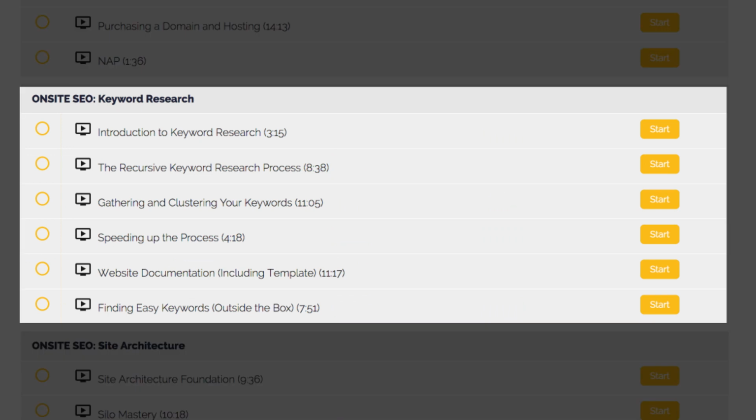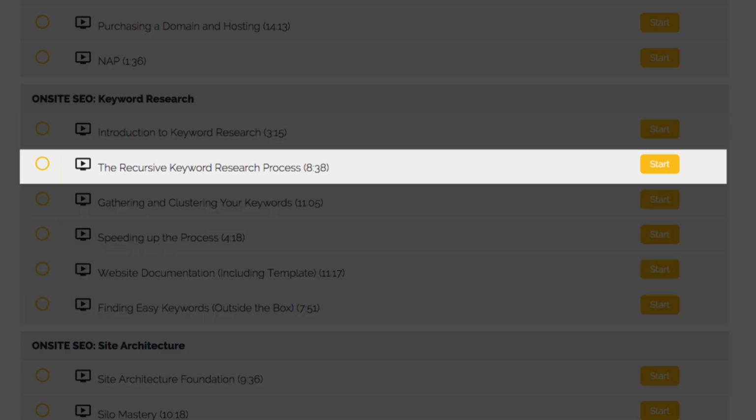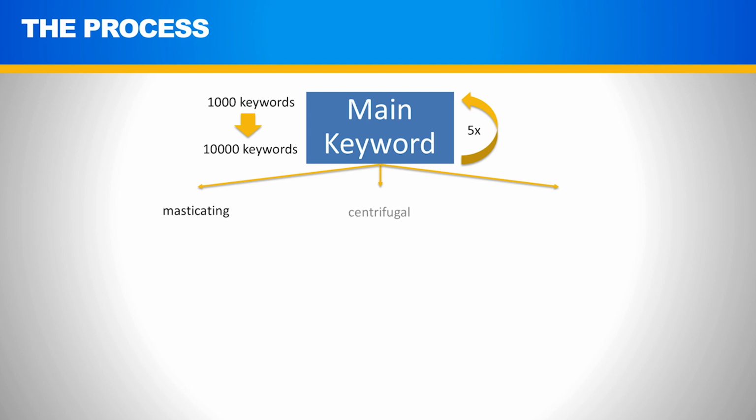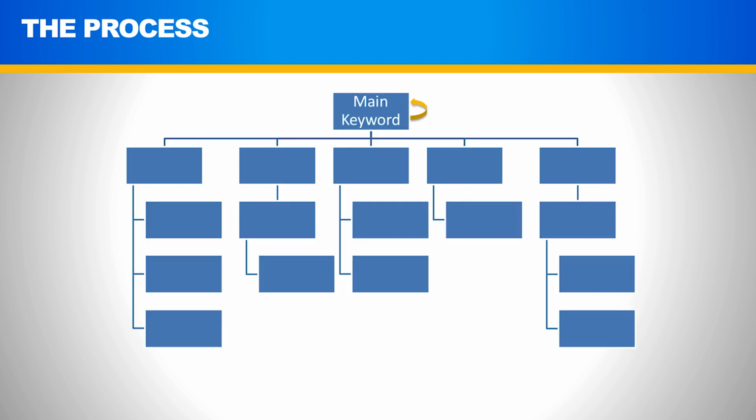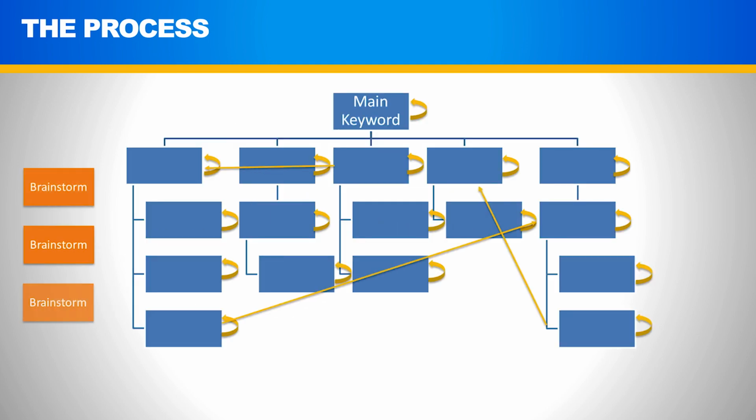Then we get into keyword research, which includes the recurring keyword research process, which is a very thorough and comprehensive process that allows you to rinse out every keyword you possibly can for your niche. Now, I'd love to lay this out for you, as it's probably one of the biggest game changer techniques I know, but it's just way too much to cram into this video.